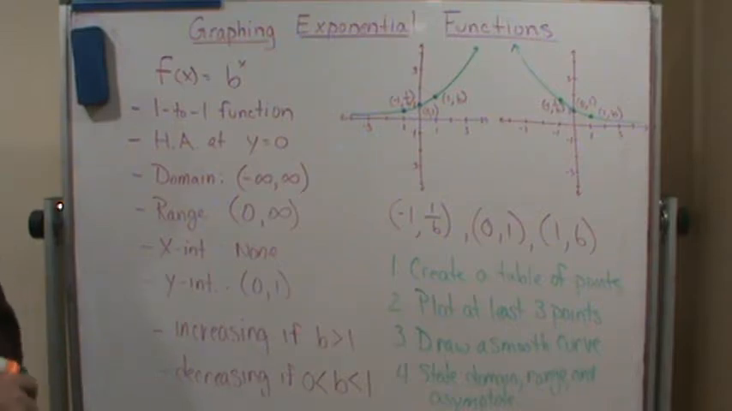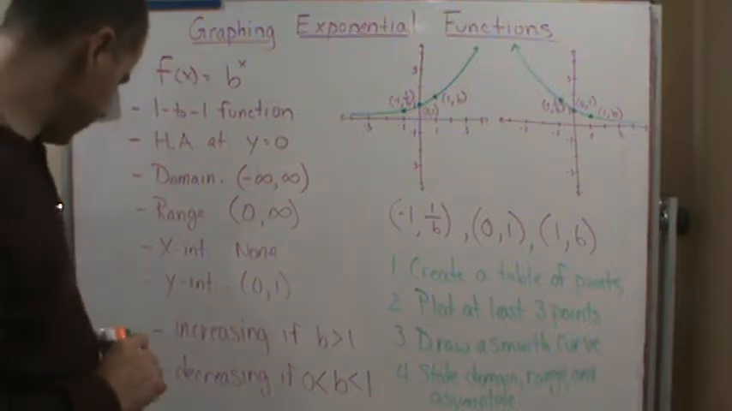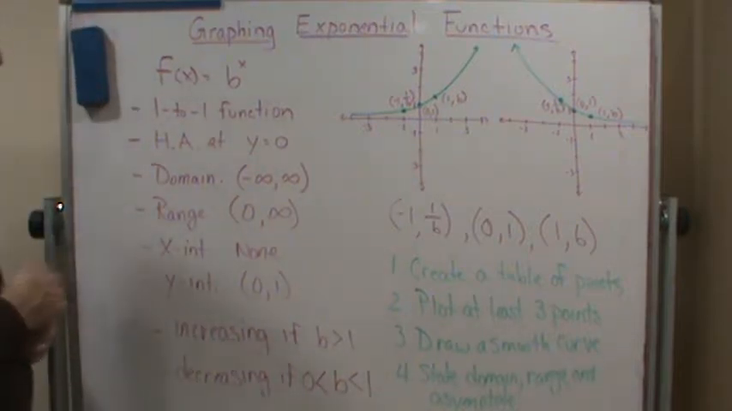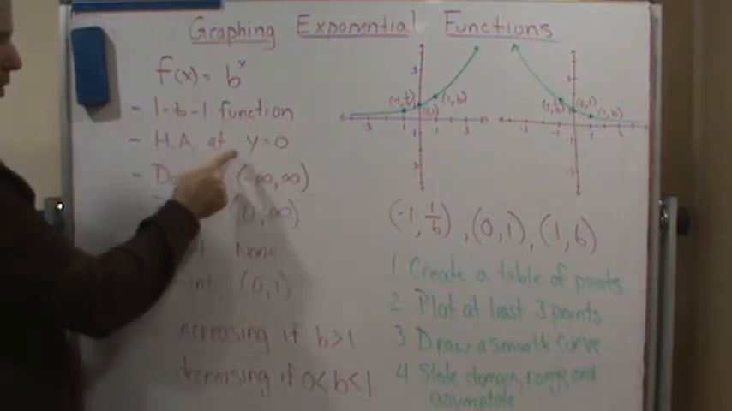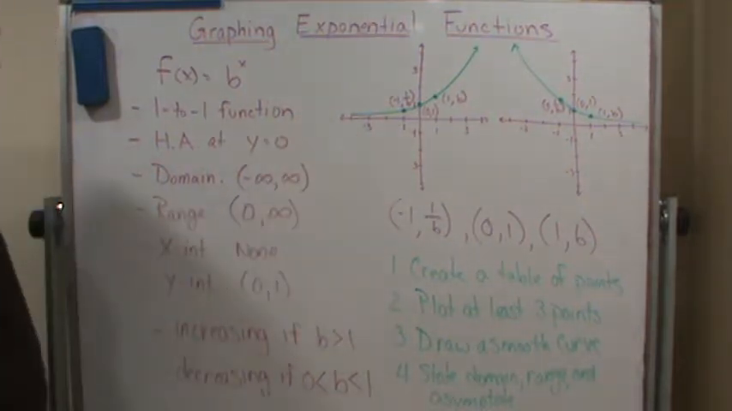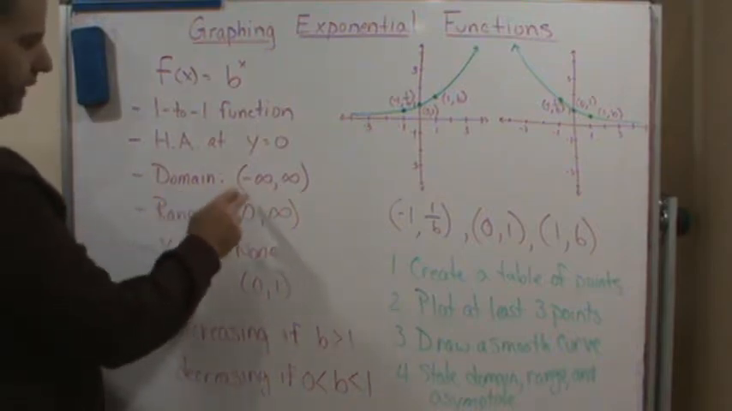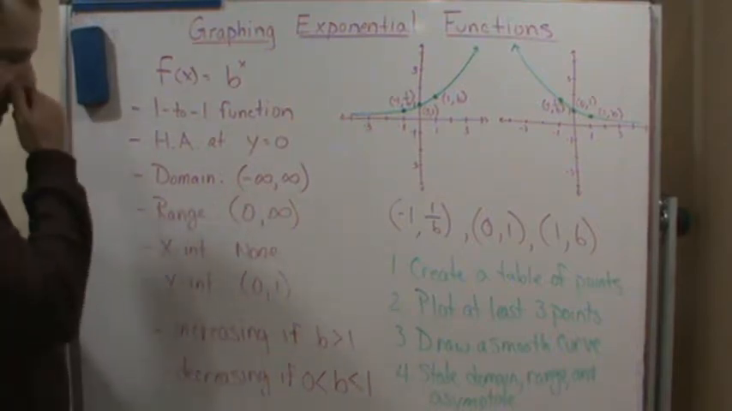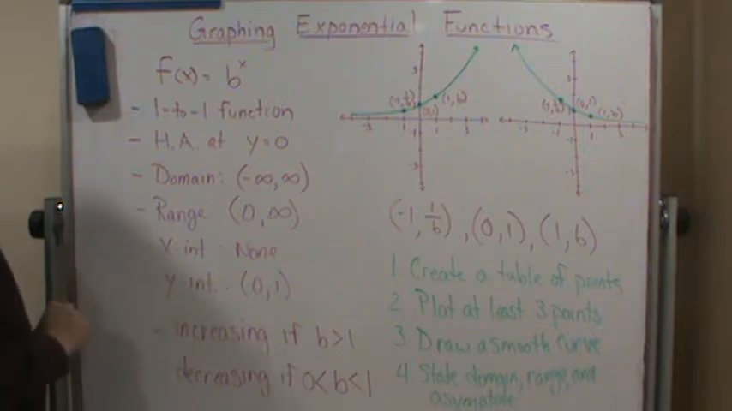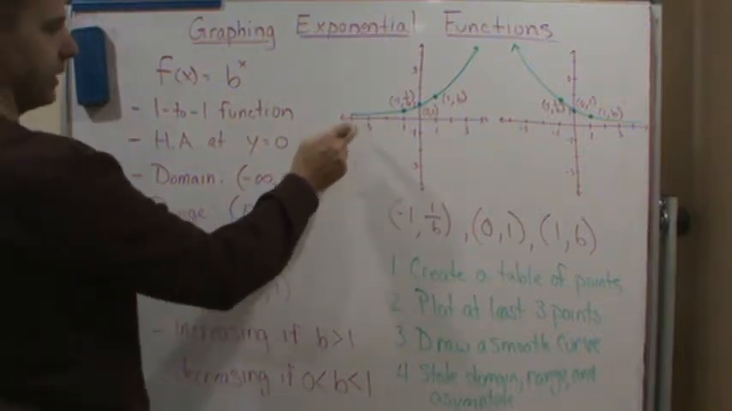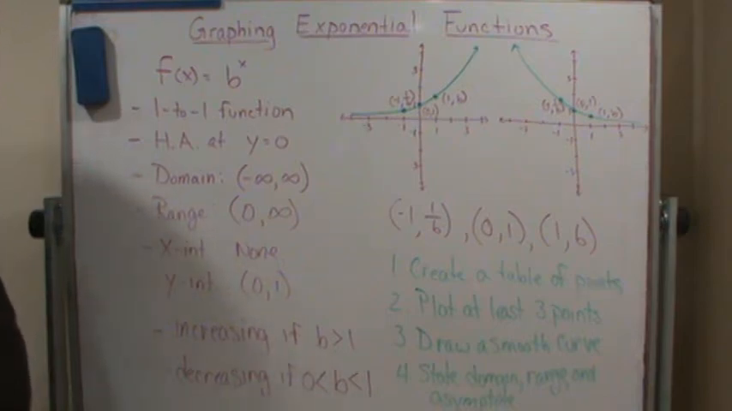In its general form anyway. So a few things to note are the characteristics. It is a one-to-one function. It has a horizontal asymptote at y equals 0, so the x-axis is the horizontal asymptote. The domain of the exponential function is negative infinity to positive infinity, as you can see from the graphs. The range goes from 0 to infinity. The x-intercept, there is no x-intercept. Why? Because the x-axis is the horizontal asymptote and it does not cross the horizontal asymptote.